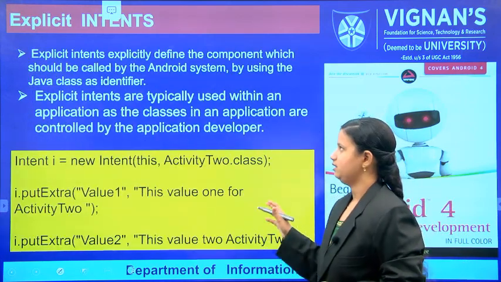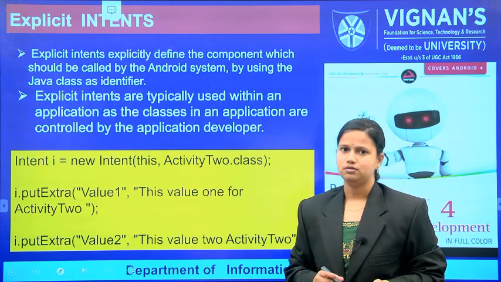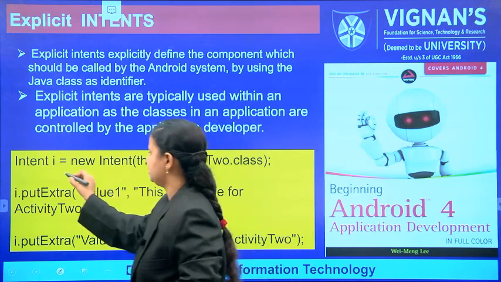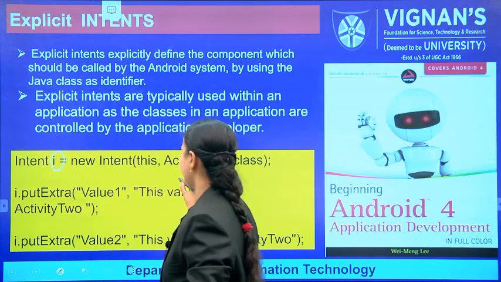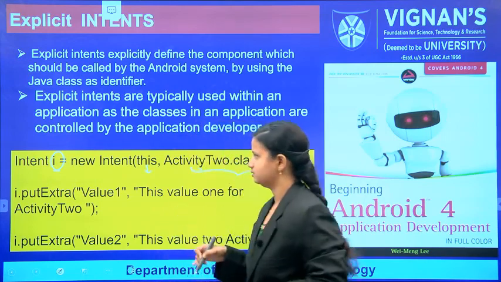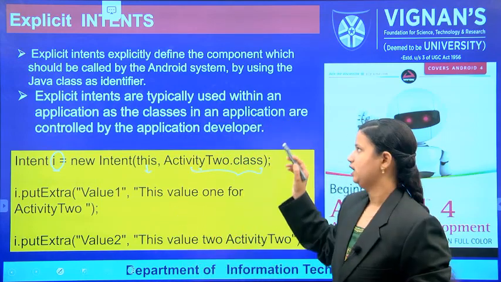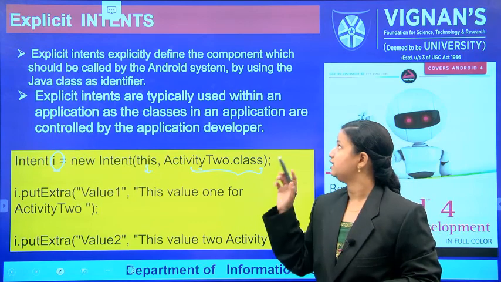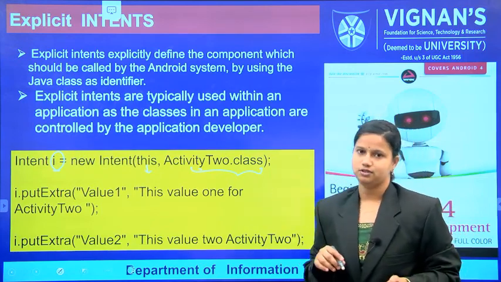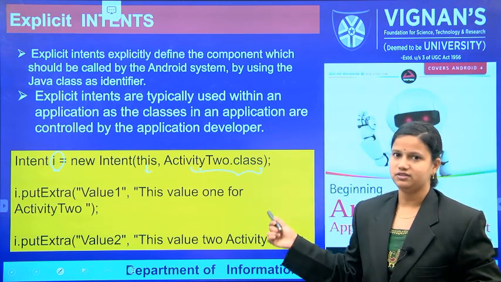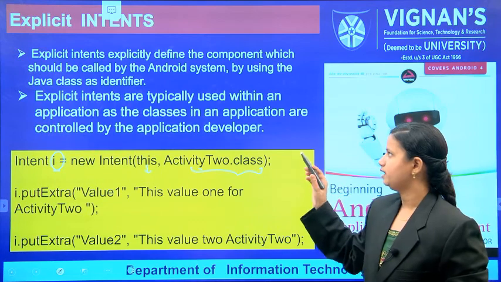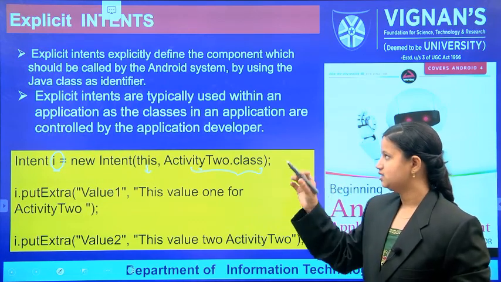So let us see what explicit intents are. As we have already seen, for every intent an object is created, like intent of this and activity 2.class. First of all we have to see the definition. Explicit intents explicitly define the components which should be called by the Android system. It explicitly defines the Android components to be called by the Android system by using a Java class identifier.